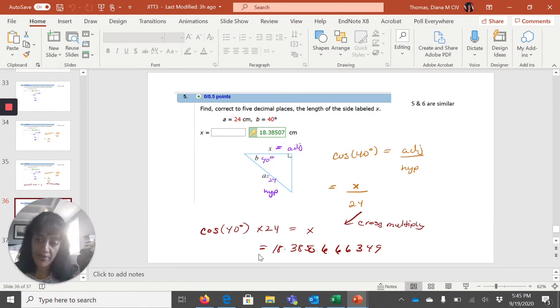And so I went on Google and just did cosine 40 degrees. Make sure your calculator's in degrees before you do this, and then multiply by 24, and I get 18.38, this horrible number. But then they ask you to do it to 5 decimal places. So 1, 2, 3, 4, 5, this is the last one. And this 6 kicks this 6 up to 7. And you see that that's exactly what they have. And that's what goes in there, at least for my problem. Your problem's different.